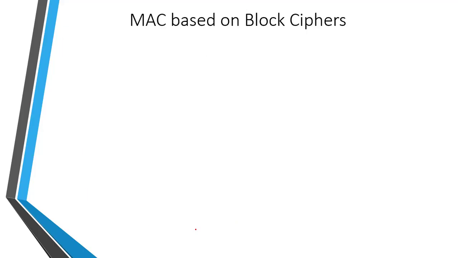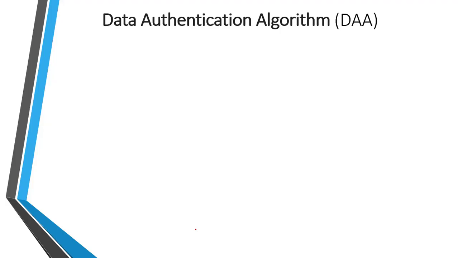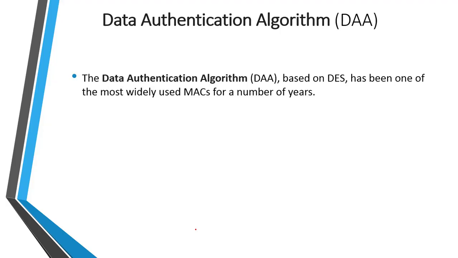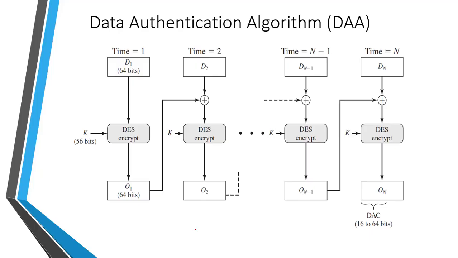Next we will see MAC based on the block cipher. Message authentication code based on the block cipher consists of two algorithms. First one is data authentication algorithm and second one is cipher based message authentication code, which is CMAC. First of all we will see the data authentication algorithm, which is also known as DAA. The data authentication algorithm based on DES has been one of the most widely used MACs for a number of years. The algorithm can be defined as using the cipher block chaining mode of operation of DES with an initialization vector of 0.